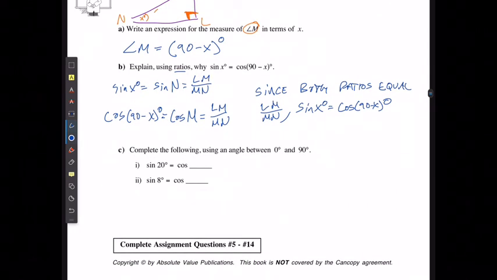Which means that if sine of 20 is equal to cos of 90 minus 20, it's equal to cos of 70. If sine of 8 is equal to cos of 90 minus 8, that's going to be the same as cos of 82.